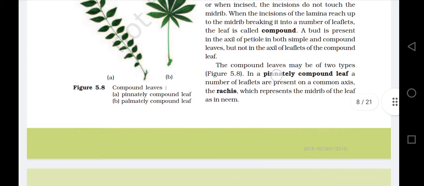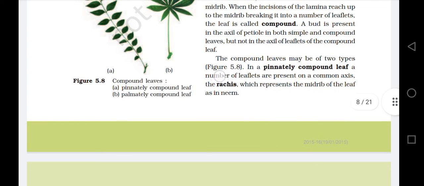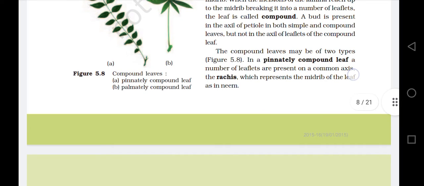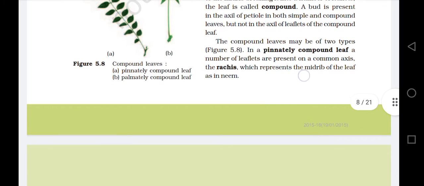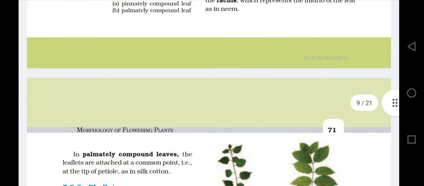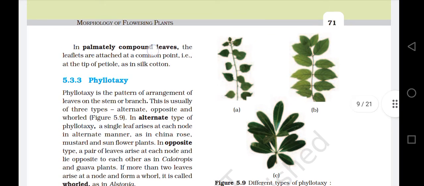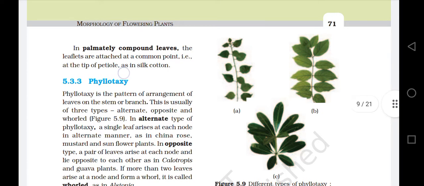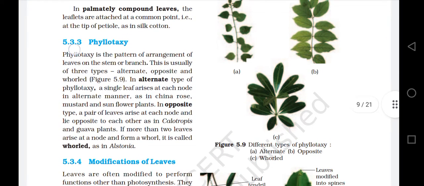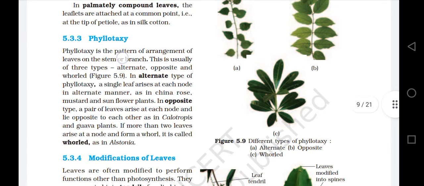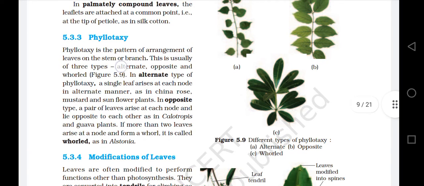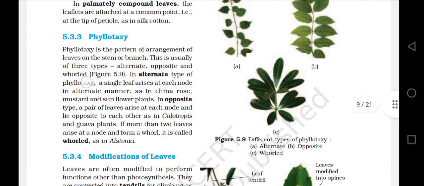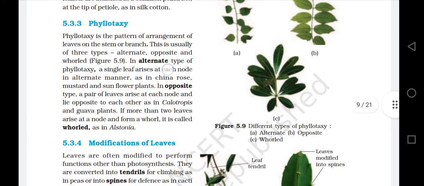The compound leaves may be of two types. Figure 5.8. In a pinnately compound leaf, a number of leaflets are present on a common axis, the rachis, which represents the midrib of the leaf, as in neem. In palmately compound leaf, the leaflets are attached at a common point, that is, at the tip of a petiole, as in silk cotton. 5.3.3 Phyllotaxy. Phyllotaxy is the pattern of arrangement of leaves on the stem or branch. This is usually of three types: alternate, opposite, and whorled. Figure 5.9.